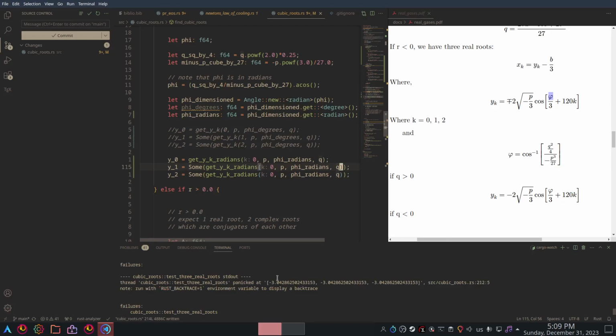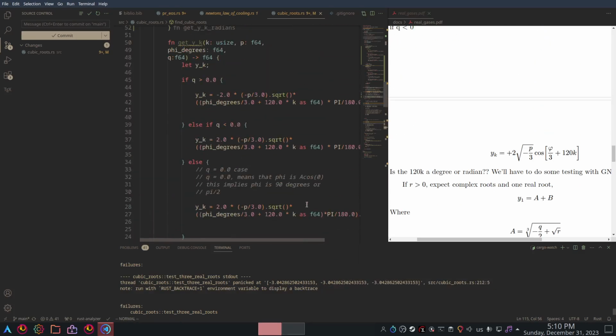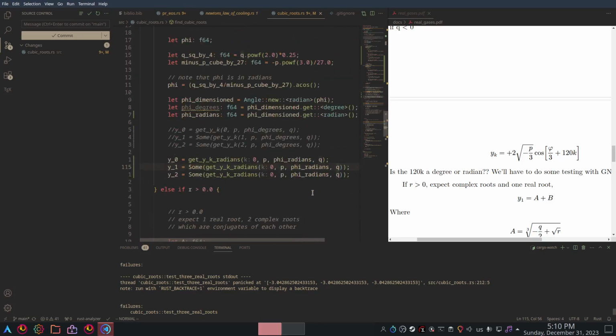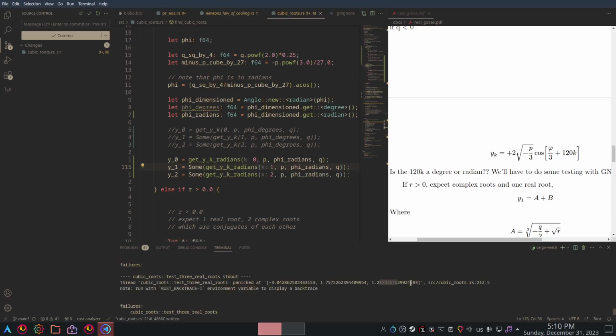So when I change it to radians, I get 3 of the same answers, which is not exactly what I intend. Because k equals 0 in all cases, I need to change it to k equals 1 and k equals 2. So I'm going to change it as such, k equals 1 and 2, and hopefully I'll get something a bit closer. Unfortunately, that theory failed.